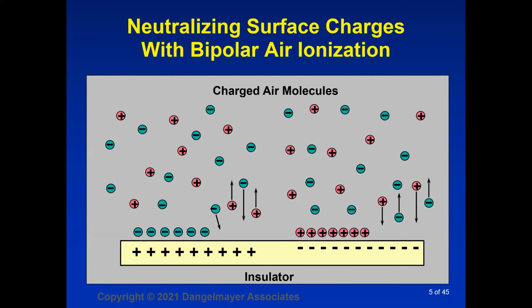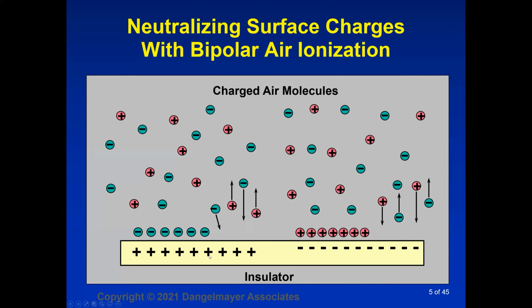How do ionizers work? It's not very complex. We have an insulator. We never know ahead of time whether it will be positively charged or negatively charged. So what we want to do is charge the gas molecules in the air. We want to charge them both positively and negatively because we want both polarities present to neutralize the charge on objects whose polarity we don't know ahead of time.